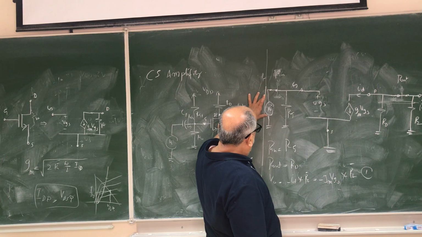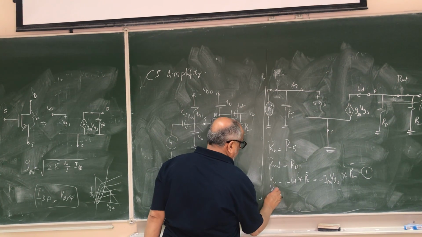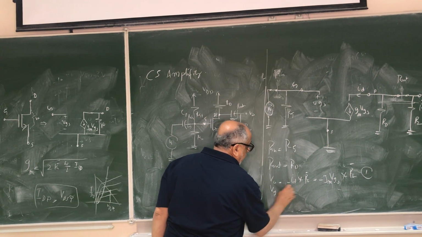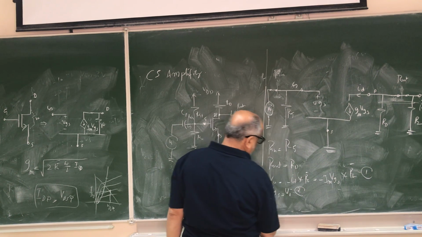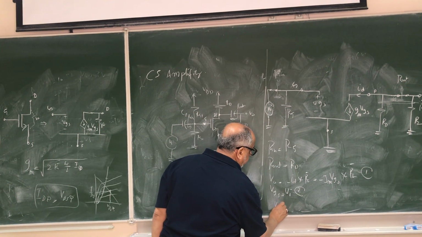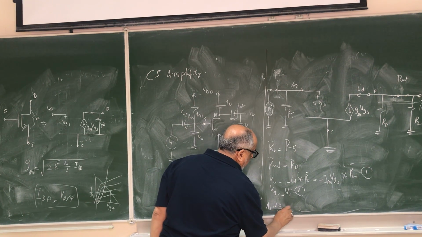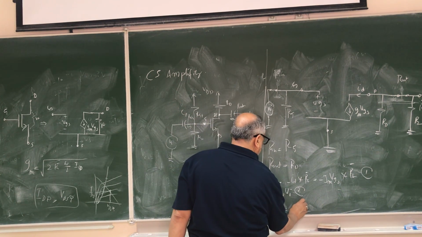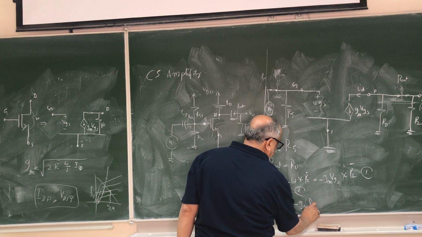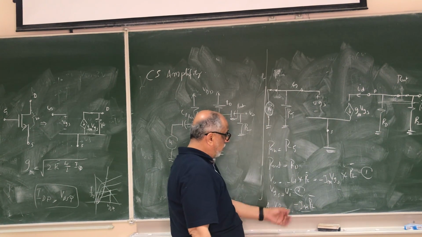What is VGS in terms of VI? VGS is equal to VI, so that's equation 2. If we substitute 2 in 1, then we can find the gain: AV equals V out over VI, equal to minus GM RL dash. So this is the gain of the amplifier.